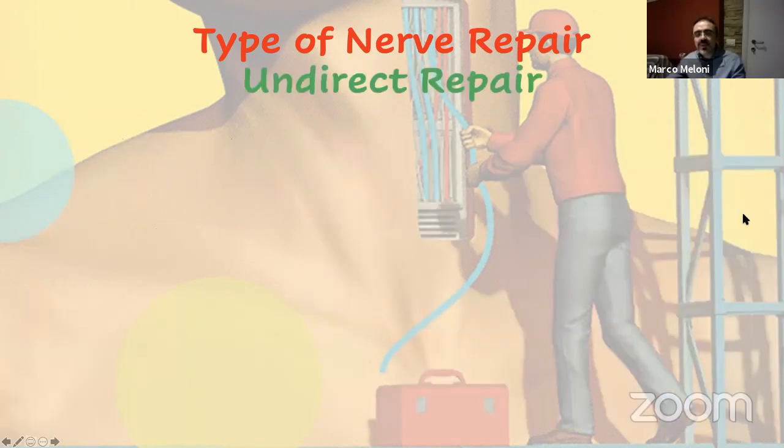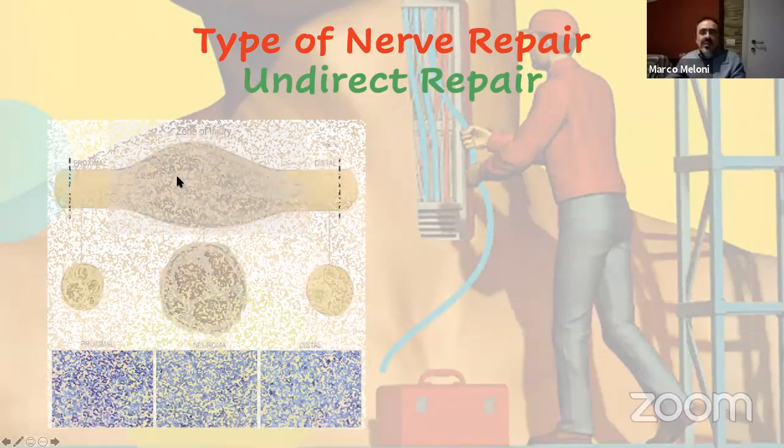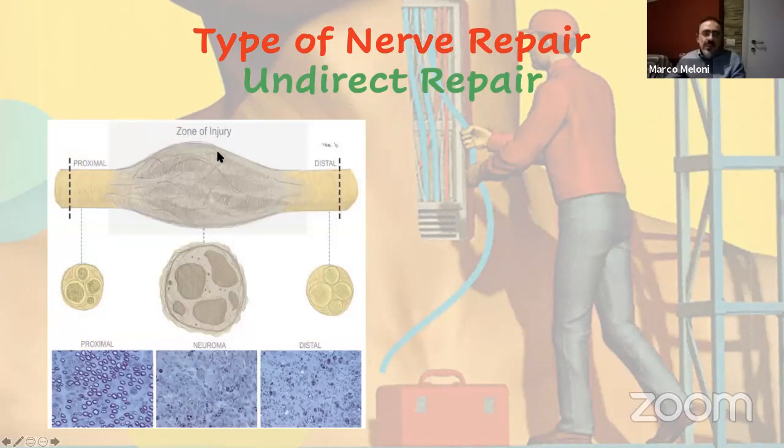Indirect repair. Indirect repair means what? That in this case, we have a nerve with a neurotmesis with a retraction of the proximal and distal parts, or we have a neuroma in continuity. This is well defined by histological section. This is proximal and distal. It is well defined, but here there is a complete loss of architecture. So in this case, we have to do that.